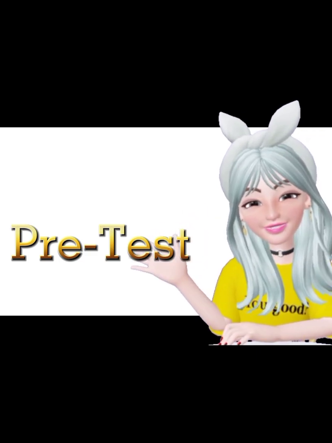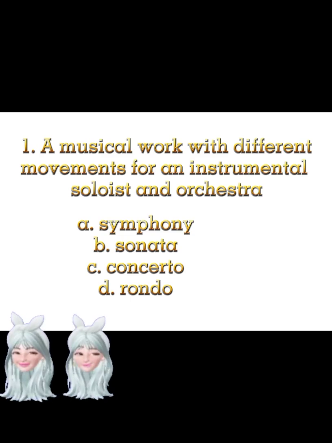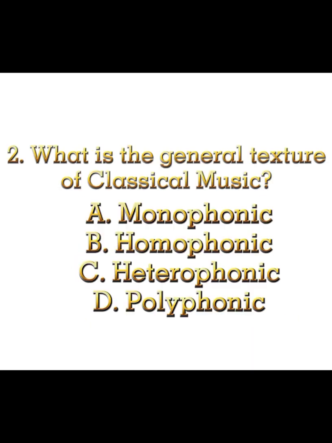Hi, let us answer the pre-test. 1. A musical work with different movements for an instrumental soloist and orchestra. A. Symphony. B. Sonata. C. Concerto. D. Rondo. 2. What is the general texture of classical music? A. Monophonic. B. Homophonic. C. Heterophonic. D. Polyphonic.